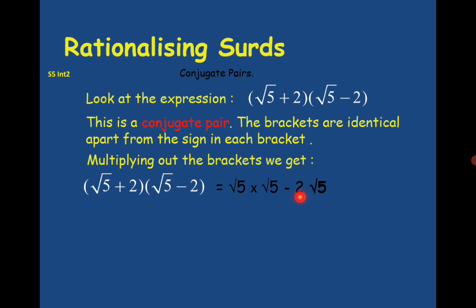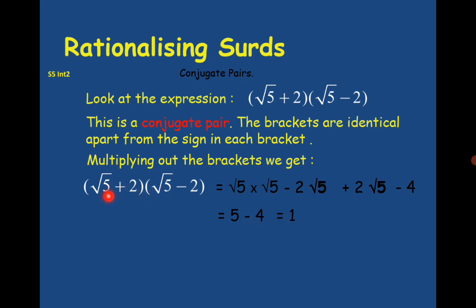Minus 2 root 5 plus 2 root 5 minus 4. So take note that these are going to subtract and disappear from the expression. Minus root 5 plus 2 root 5 is 0. But root 5 times root 5 is just 5, and 2 multiplied by 2 is 4. So therefore, this gives us 5 minus 4, which is 1.